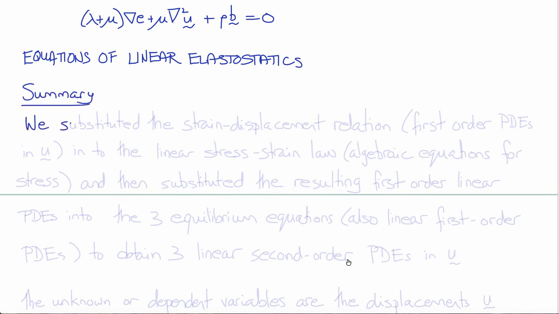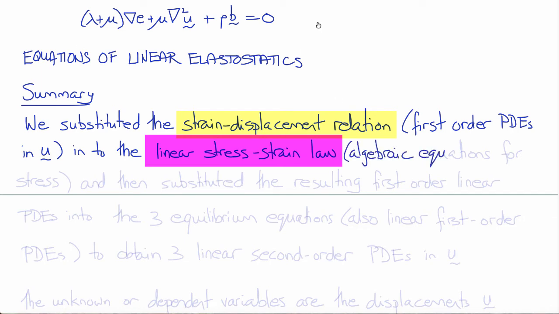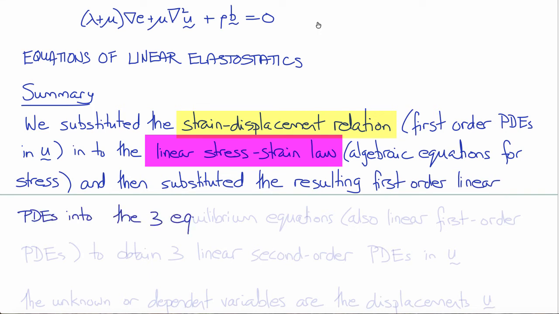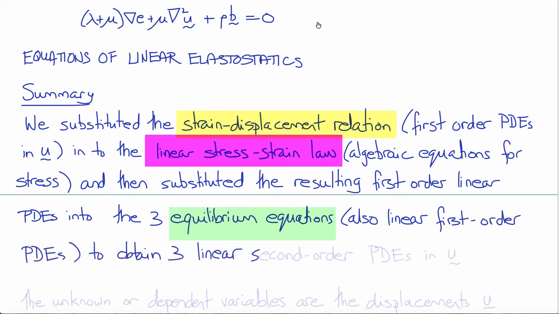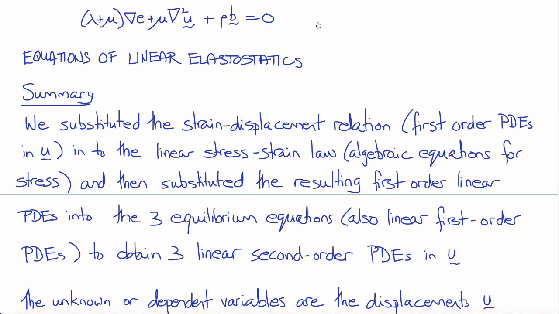So in summary, what we've done here is substituted the strain-displacement relation, which are first order partial differential equations in the displacements u, into the linear stress-strain law, which are algebraic equations for the stress, and then substituted the resulting first order linear partial differential equations into the three equilibrium equations, which themselves are also linear first order partial differential equations, thereby obtaining three linear second order partial differential equations in u, as seen here. So we have three linear partial differential equations in three unknown or dependent variables, which are the displacement components u.